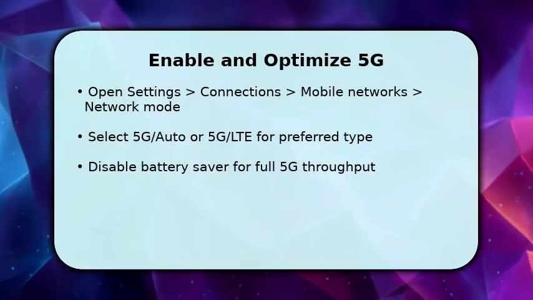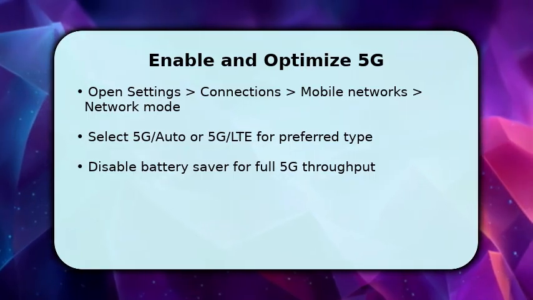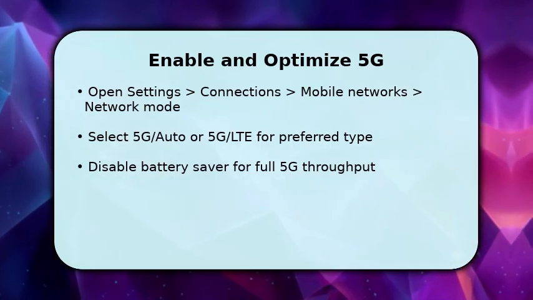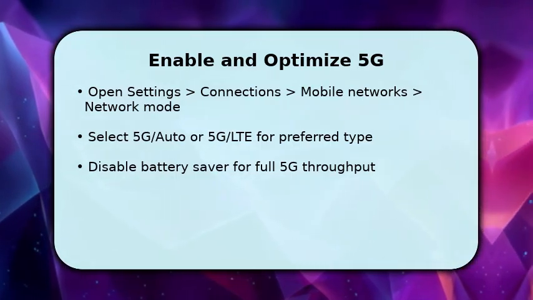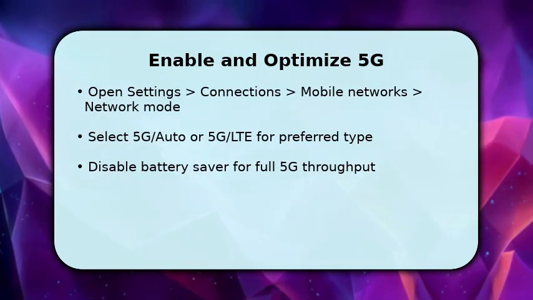Now you enable 5G in software and optimize performance. Go to Settings, Connections, Mobile Networks, then Network Mode, and pick the 5G/LTE or 5G/Auto option so the phone can fall back when needed. That balance preserves stability.